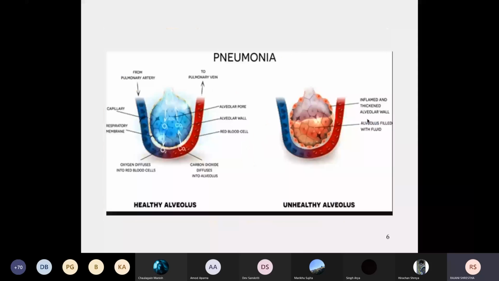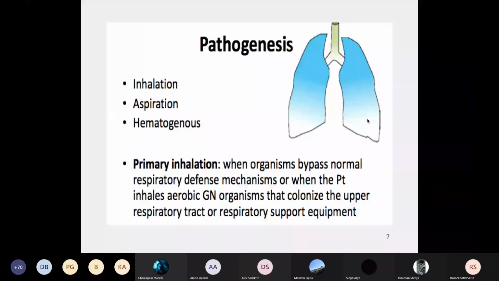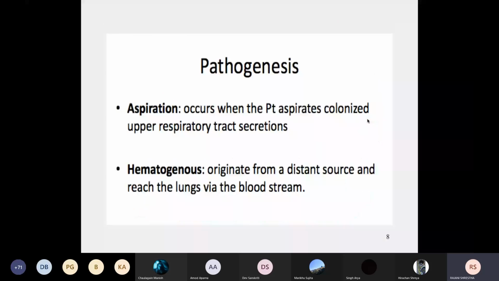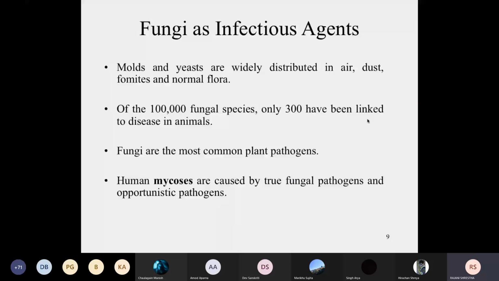The pathogenesis might be due to inhalation, aspiration, or hematogenous spread. Today I'll be talking about the fungal as well as the parasitic causative agents that lead to pneumonia. There are two different forms of fungi, the mold and the yeast form. These molds and yeasts are widely distributed in the air, dust, fomites, and sometimes they are part of the normal flora of the body. About 300 species are linked to disease in animals as well as in humans.